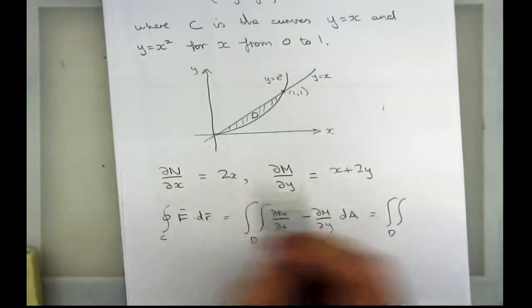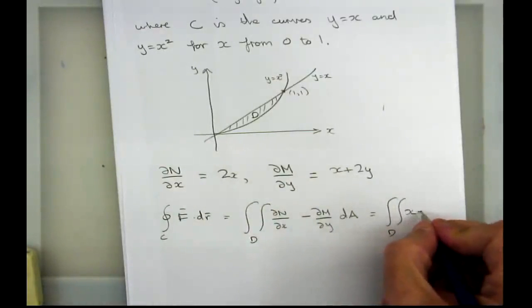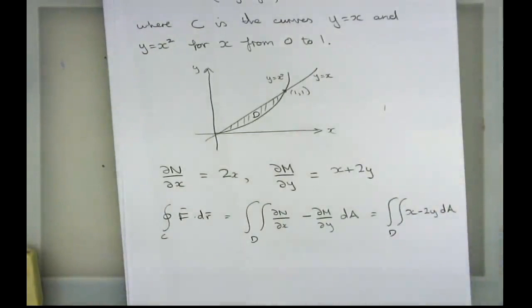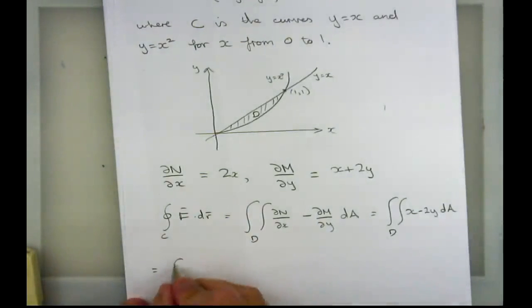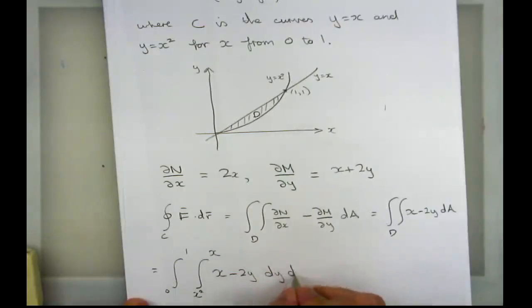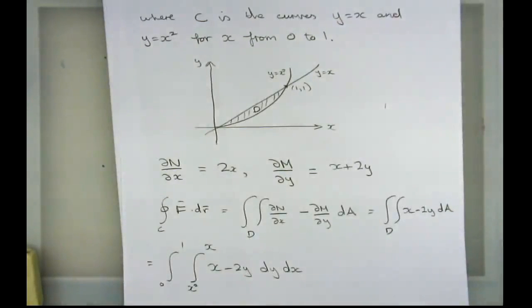All right, so this minus this, what do we get? We just get x minus 2y. Right, so just a standard double integral, which I could do as, completely up to you how you do it. Always handy to avoid square roots if you can. Right, so if I do y first, y sweeping from x squared to x, and x going from 0 to 1.